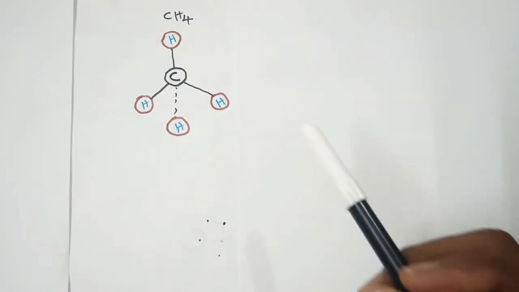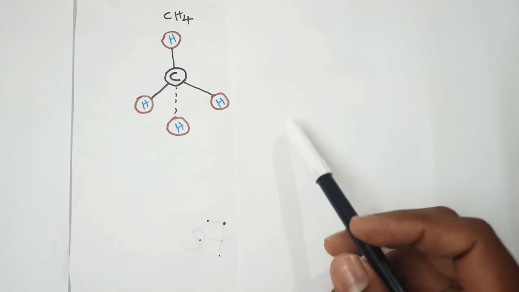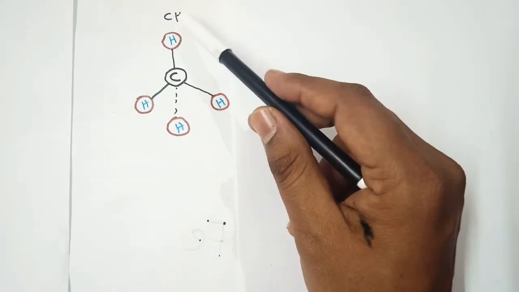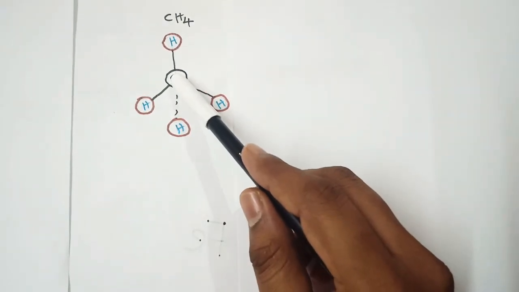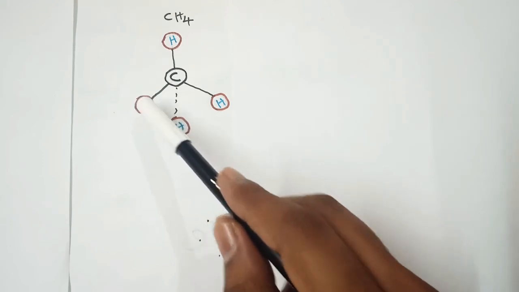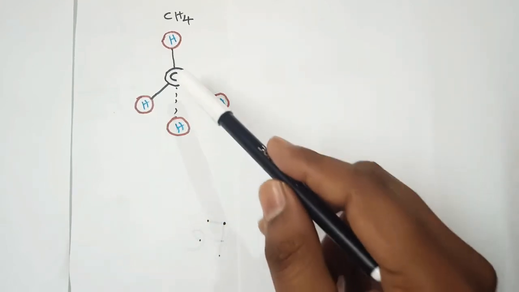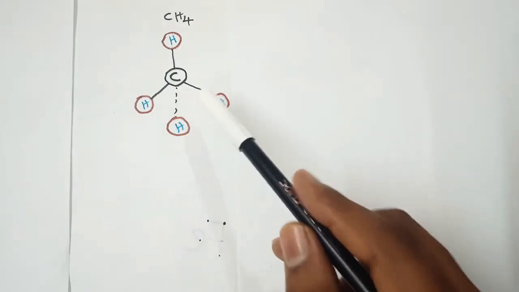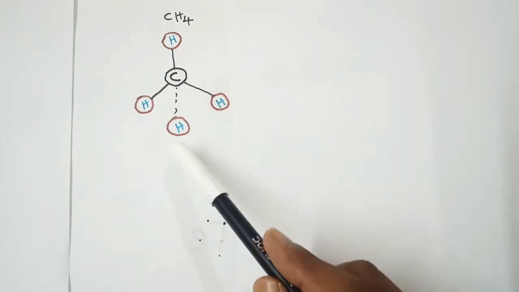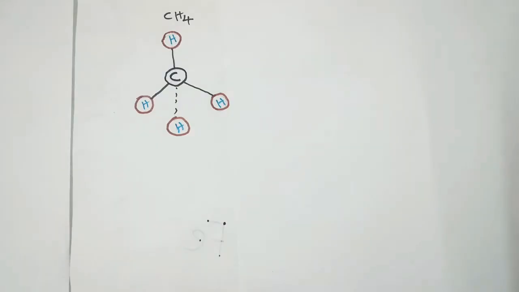Similarly, you can also see the second example, that is methane. Here we have one carbon atom and 4 hydrogen atoms. In this, the carbon is directly attaching with 4 hydrogen atoms. That means it is combining with 4 other atoms. Hence the carbon valency is 4 only.